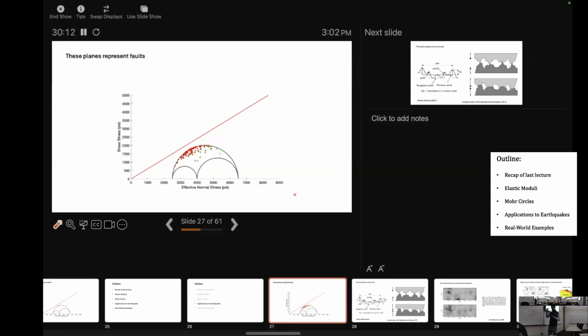In my research, which hopefully we'll get to, I'm not quite sure at this point, I use this probably a little too much. It's just a measure of how close that fault is to failure. How close is the fault to failure is the Coulomb failure function. It's just a measurement of distance to the failure line.